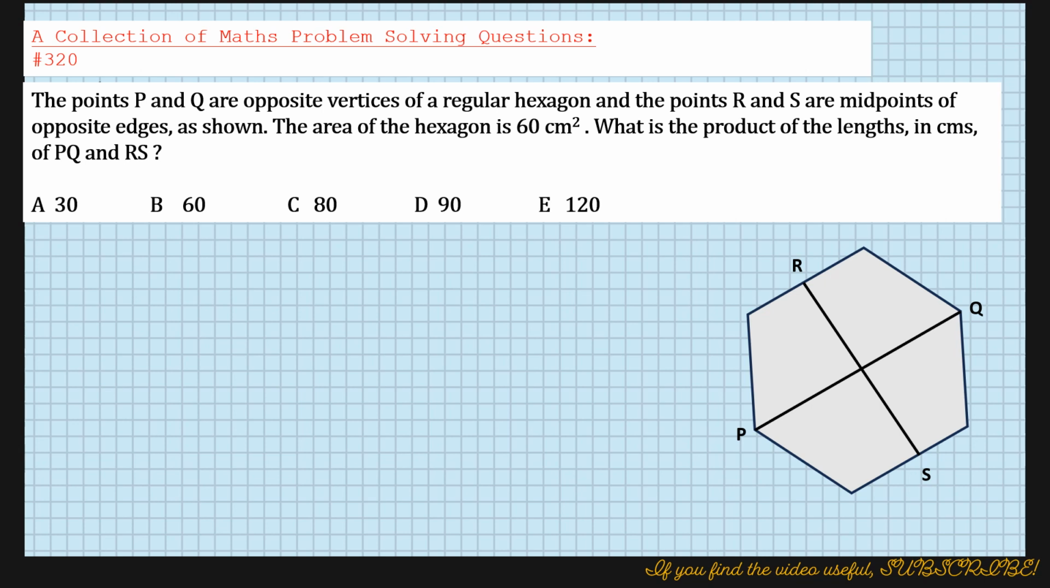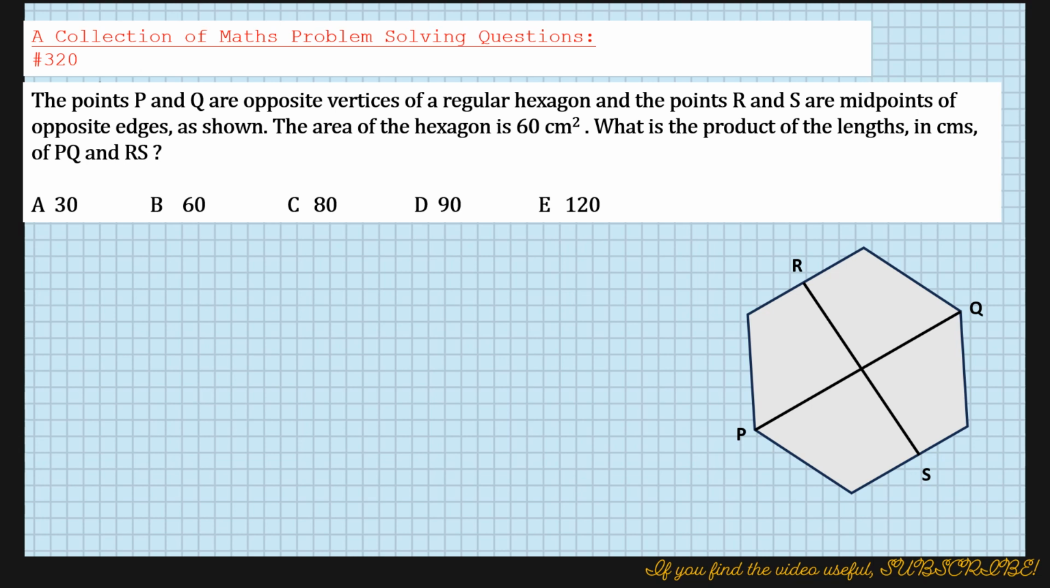The points P and Q are opposite vertices of a regular hexagon, and the points R and S are midpoints of the opposite edges as shown. The area of the hexagon is 60 centimeters squared. What is the product of the lengths in centimeters of PQ and RS?